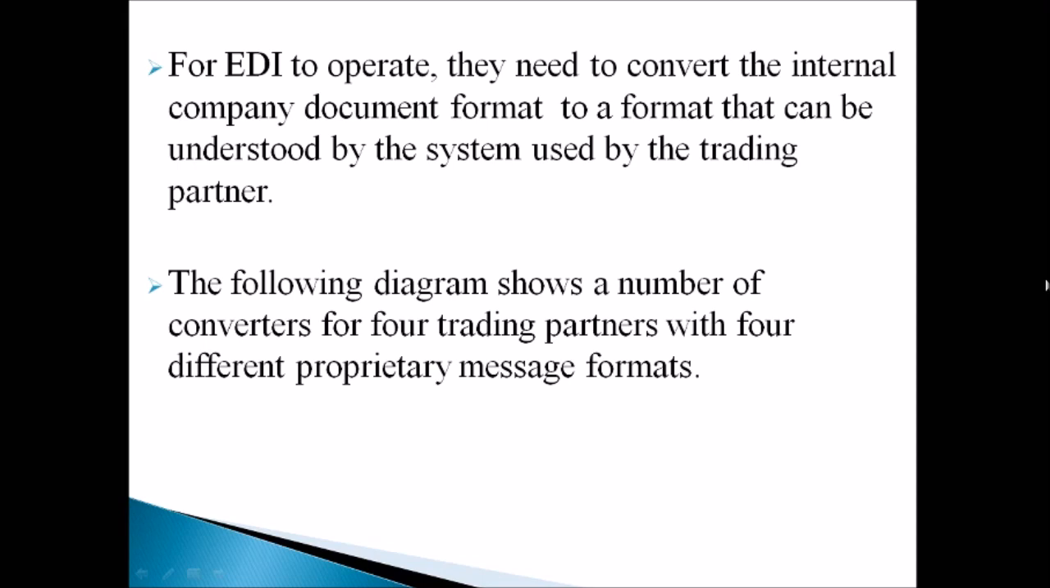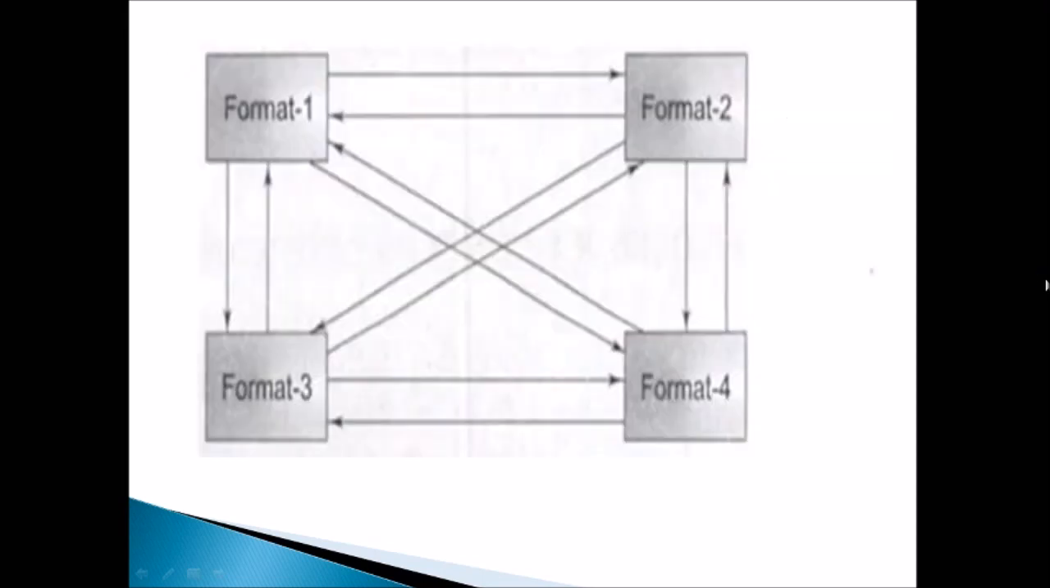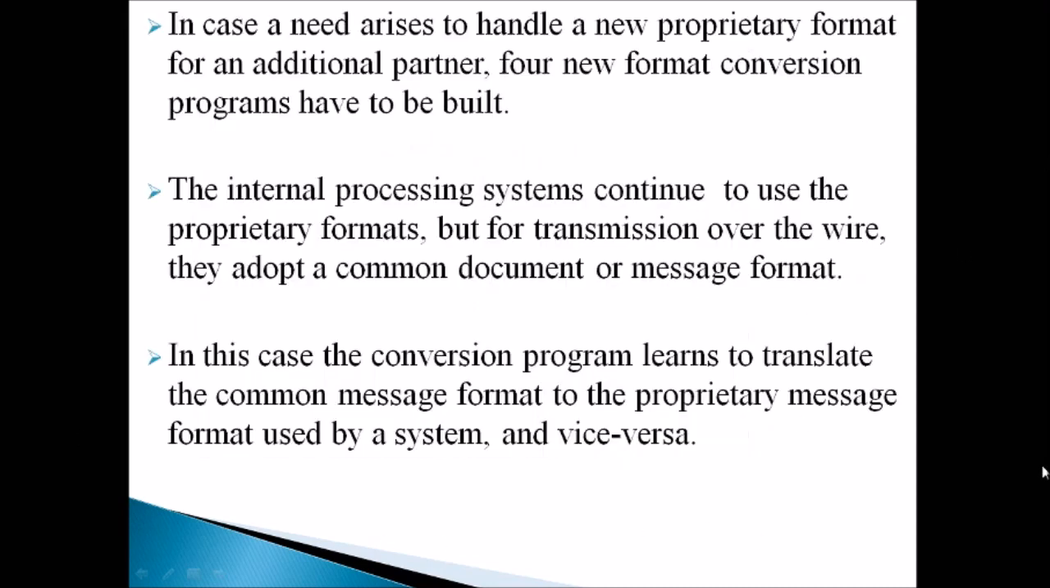So there is a diagram to convert the company document among 4 trading partners. This is the diagram: format 1, format 2, format 3, format 4. This is a diagram for 4 different business partners. They can convert the company document according to the format required by the business partners. In case they need a new proprietary format for a new business partner, they have to make 4 new format conversion programs again.